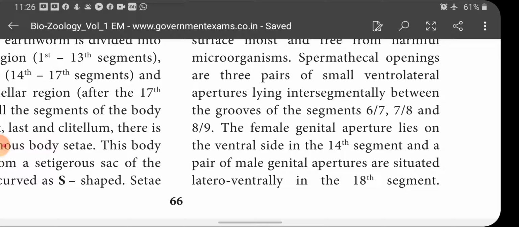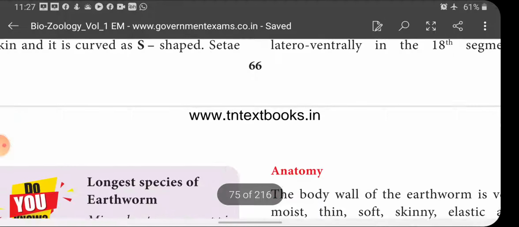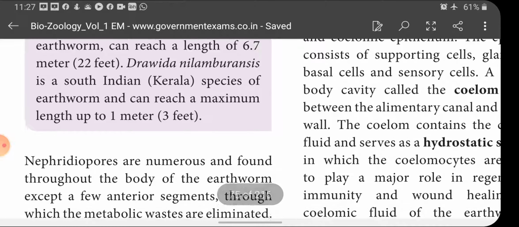The female genital aperture lies on the ventral side in the 14th segment and a pair of male genital apertures are situated lateroventrally in the 18th segment. Actually, the spermathecal openings are three pairs present in the grooves between the segments 6 to 7, 7 to 8 and 8 to 9. The female genital aperture lies on the ventral side in the 14th segment and a pair of male genital apertures are situated lateroventrally in the 18th segment, right? Longest species of earthworm, please go through it by yourself.